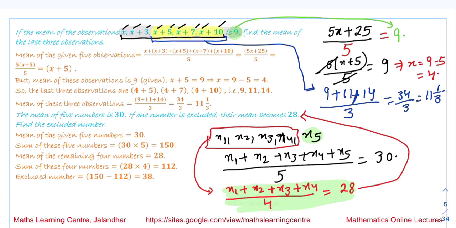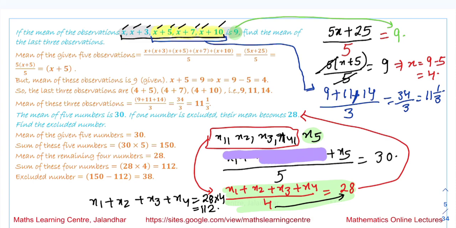So if we multiply both sides with 4, we get x1 plus x2 plus x3 plus x4 is equal to 28 into 4, that is equal to 112. Look at these values over here, x1 plus x2 plus x3 plus x4, this is the sum, and its value is 112. So in place of this whole value, we can write 112.